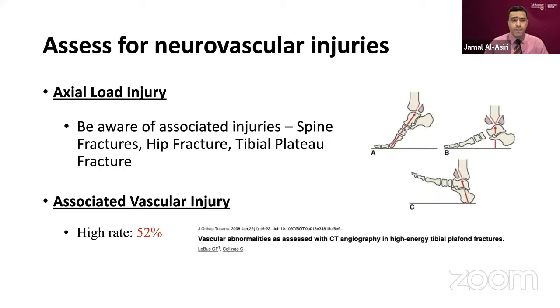As we know that the plafond fracture happens from a high energy, usually from a high energy axial load injury. So be aware of the associated injuries, such as spine fractures, hip fractures, tibial plateau fractures. Look into associated vascular injury. Lipas, in his retrospective study, did a CT angiogram for plafond fractures, for Pilon fractures, within 3 days, and they found a high rate of vascular injury, especially with the anterior tibial artery, up to 50% of these cases.